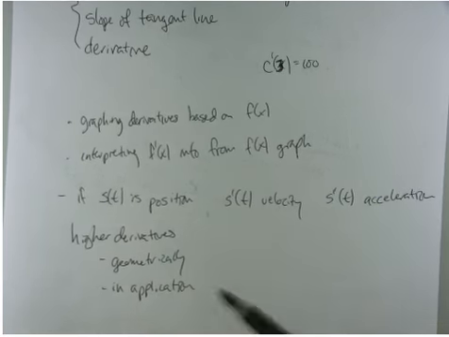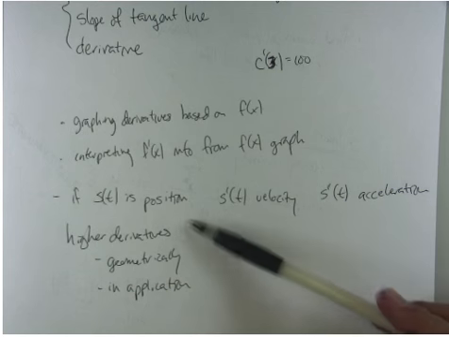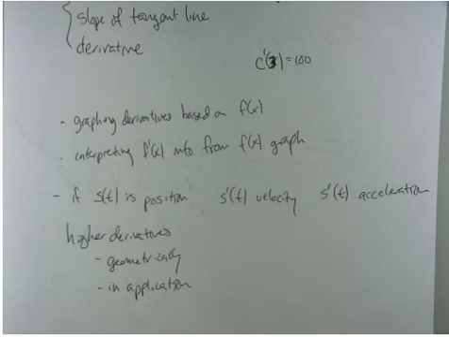So the second derivative, we might be interpreting that geometrically or in application. It's going to correspond to acceleration if s is position. It tells us the rate at which the rate of change is changing. And geometrically, it's going to correspond to how the graph is curving. Is it curved up? Is it curved down? If the second derivative is positive, then it'll be curved up, and if it's negative, it'll be curved down.